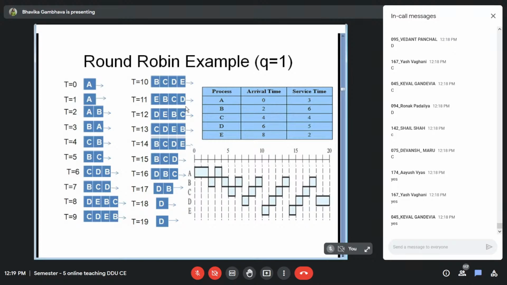Okay. Now this D will come here. And whenever E is executed 2 times, see here E is executed and here E is executed. It was only for 2 time slots. Then once it is completed, it will be removed from the queue. Is it okay? Do we have doubt anywhere? Are you all getting the same diagram?